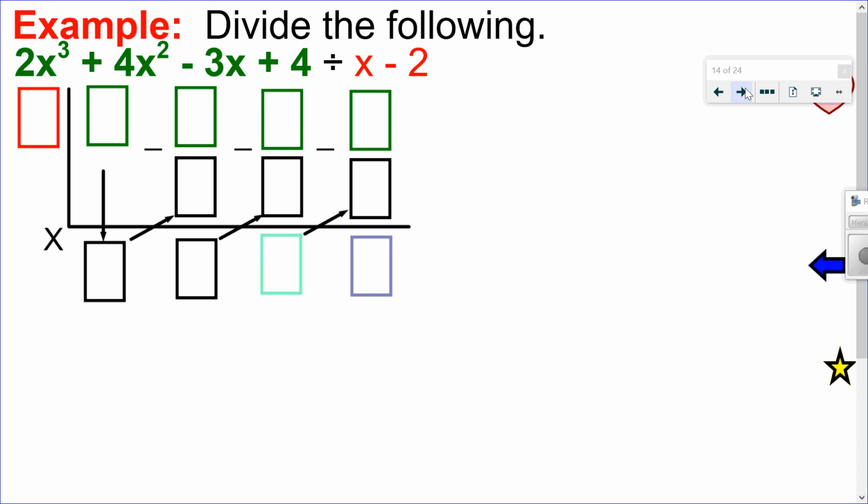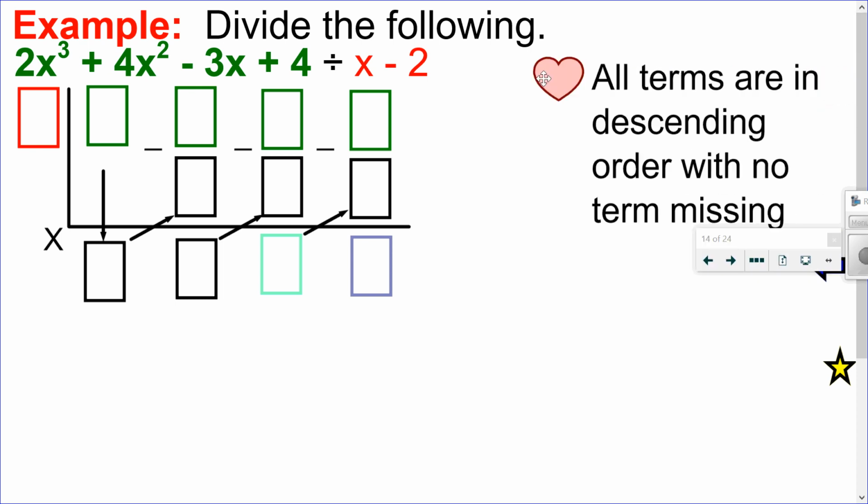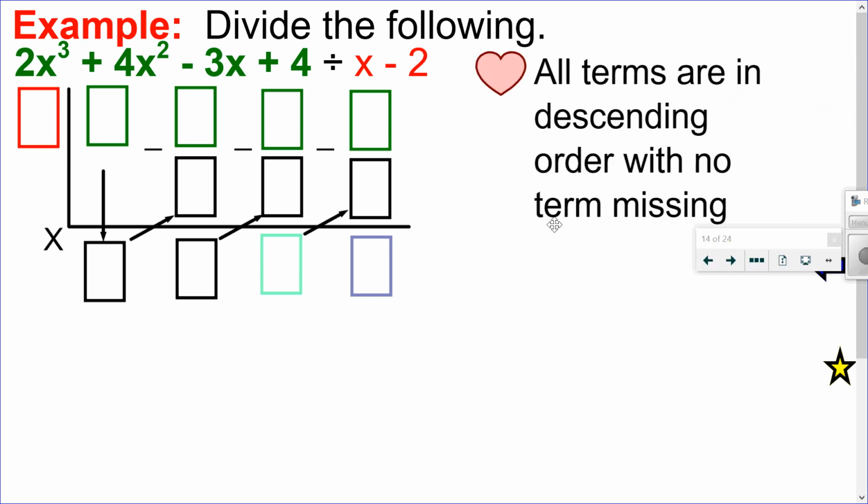So here, 2x cubed plus 4x squared minus 3x plus 4, all divided by x minus 2. So looking at this, I have all my terms. Everything is there and it's in descending order. Nothing is missing. So I'm good to go.